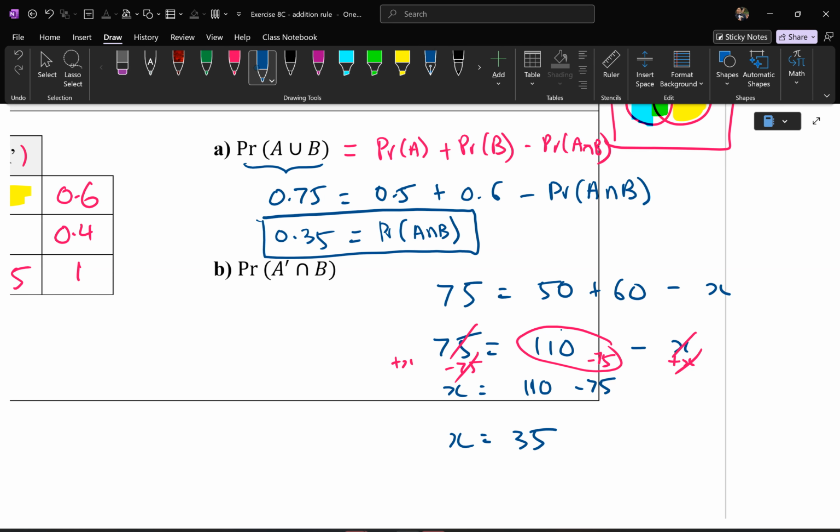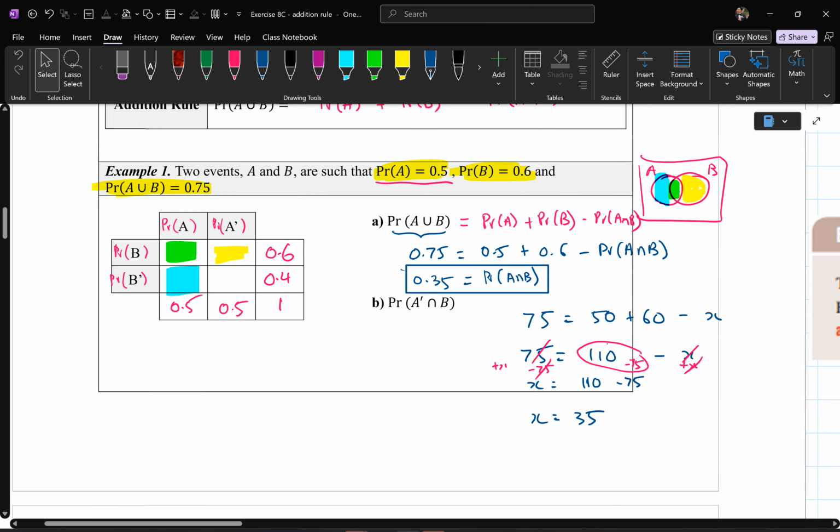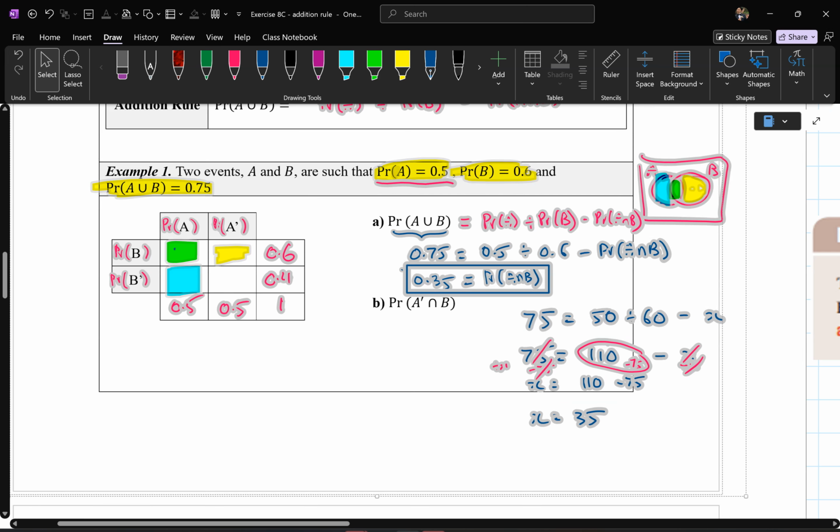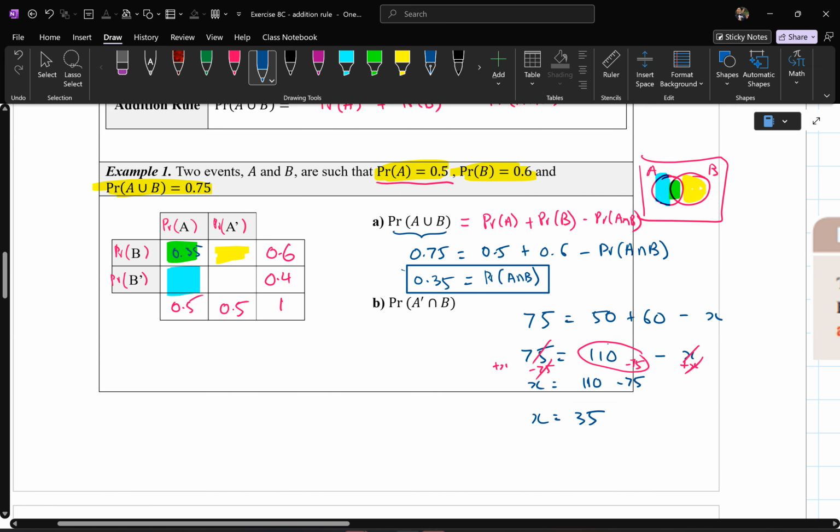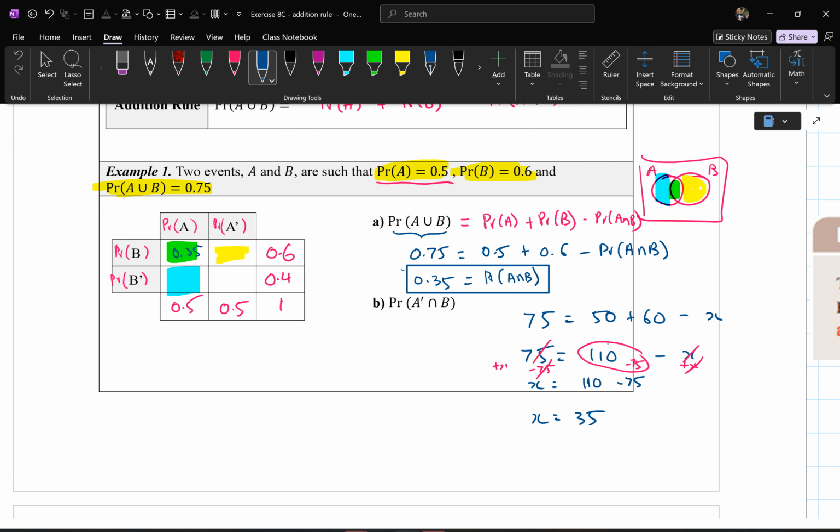Now if you know that's 0.35, it's much easier to then fill out the table. So this must be then 0.35. Then you can work out 35, add what, it gives you 60. That gives you 0.25, very good. And that means this is 0.25 as well. And then finally, the last one then must be 0.15. There you go. Now that we've filled out the table, it is much easier to answer the question.